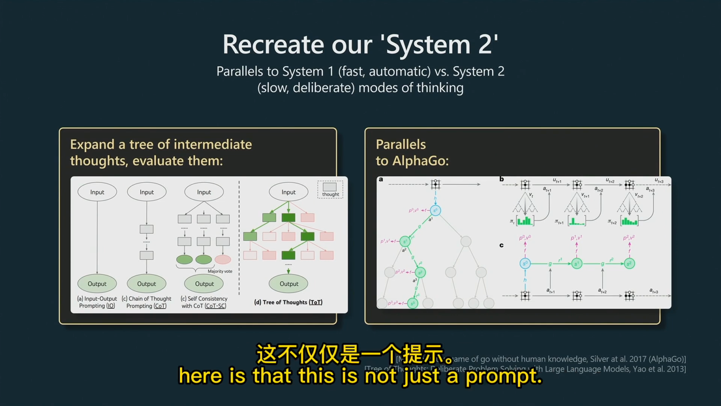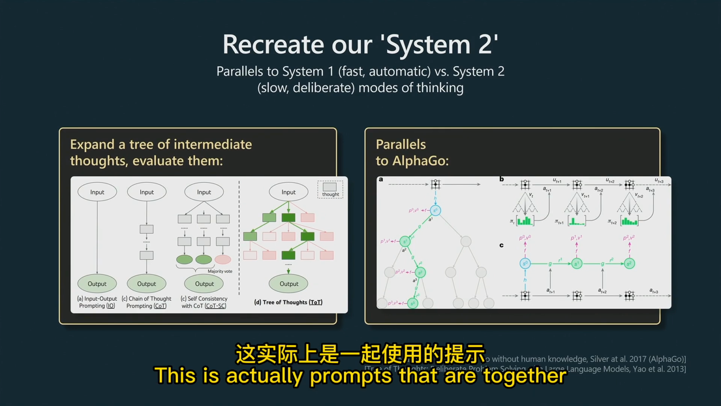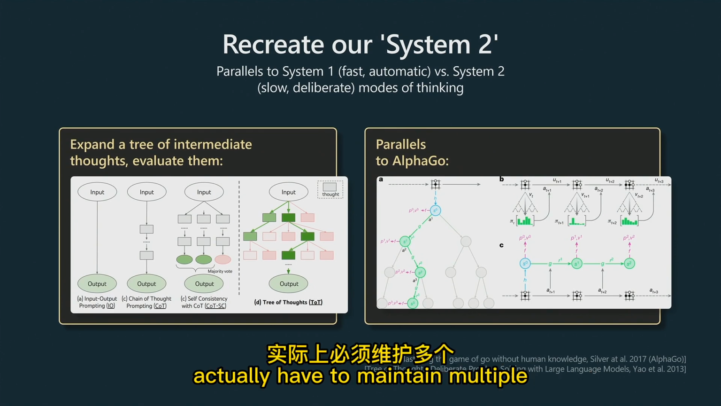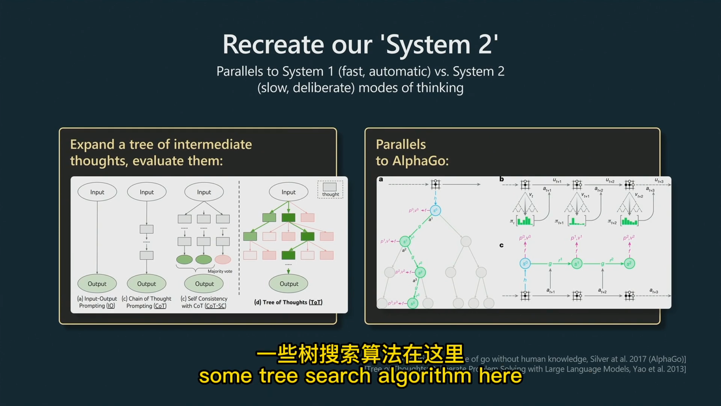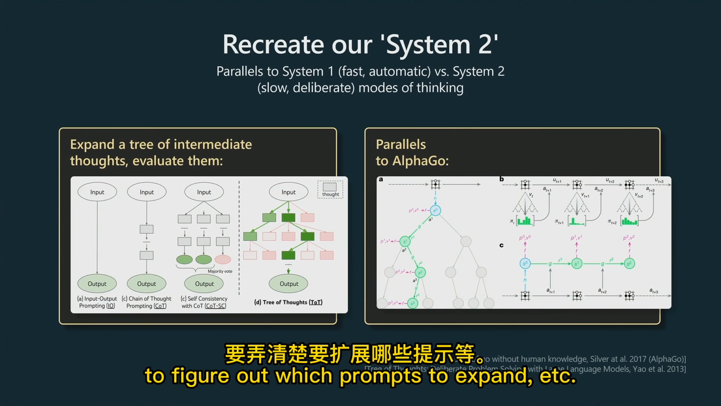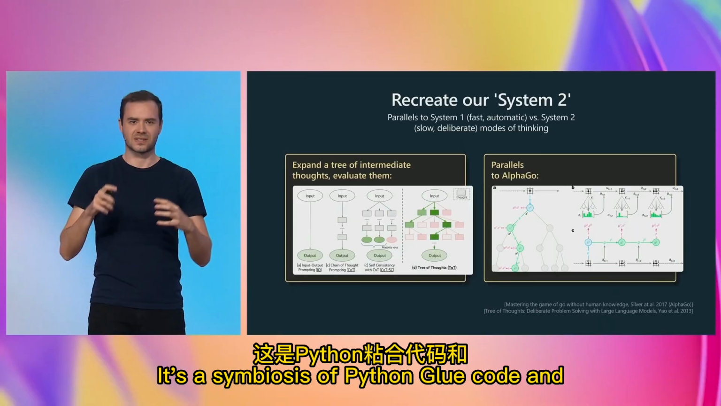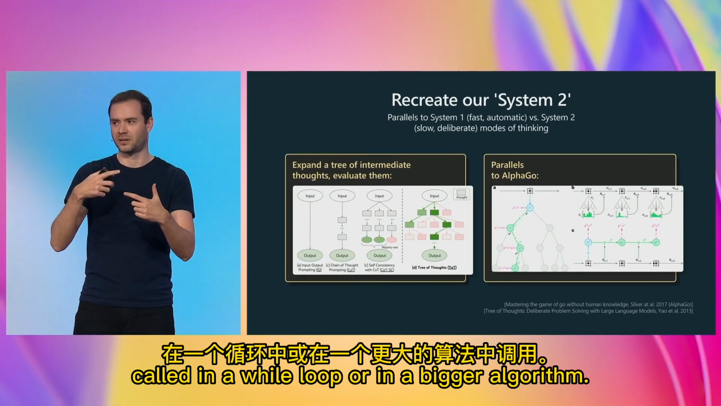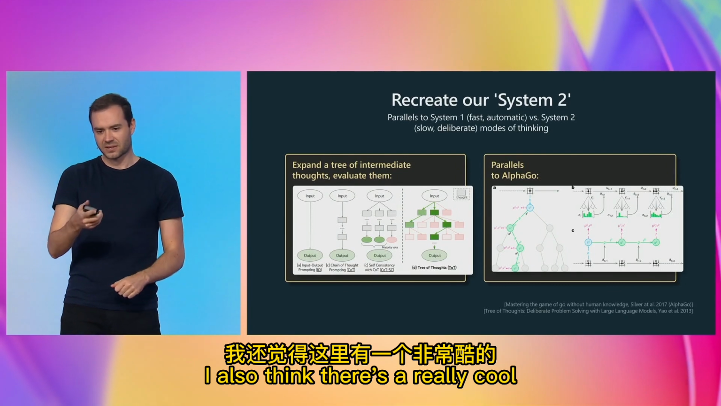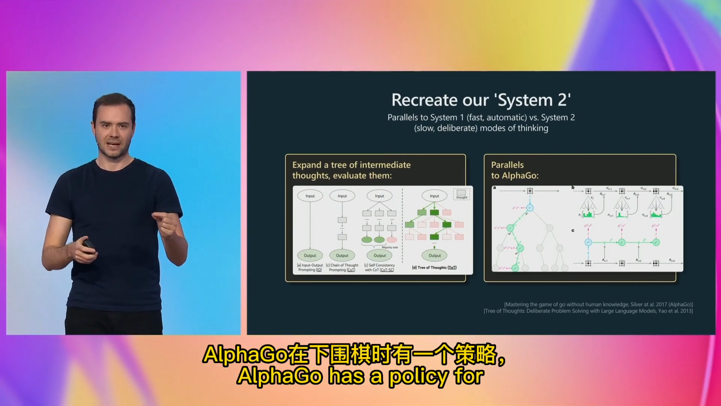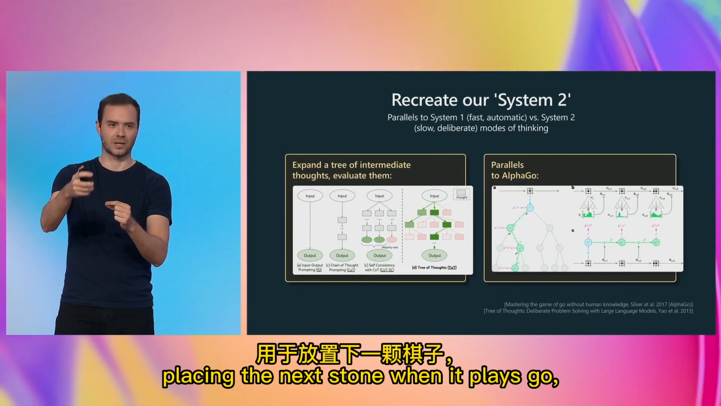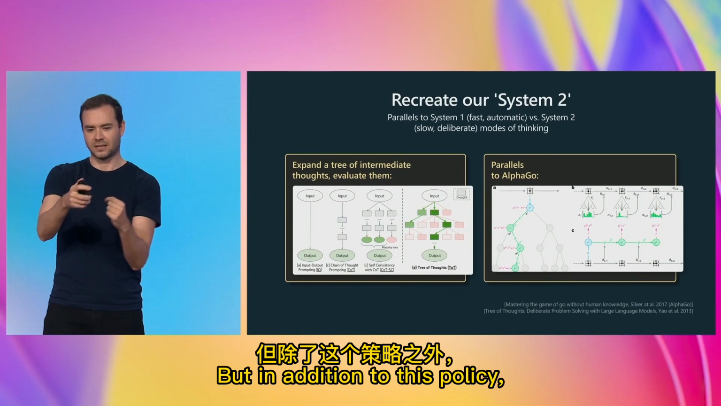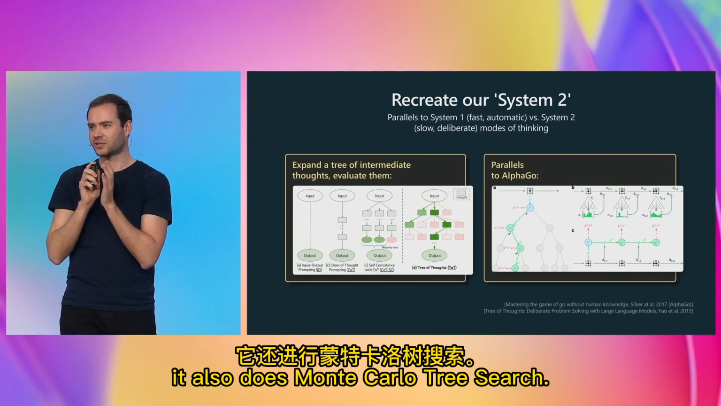Now, one thing I would like to note here is that this is not just a prompt. This is actually prompts that are used together with some Python glue code, because you actually have to maintain multiple prompts, and you also have to do some tree search algorithm here to figure out which prompt to expand, etc. So it's a symbiosis of Python glue code and individual prompts that are called in a while loop or in a bigger algorithm. I also think that there's a really cool parallel here to AlphaGo. AlphaGo has a policy for placing the next stone when it plays Go, and this policy was trained originally by imitating humans. But in addition to this policy, it also does Monte Carlo tree search.